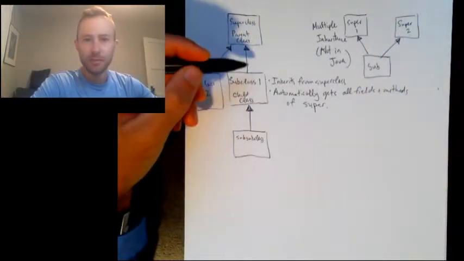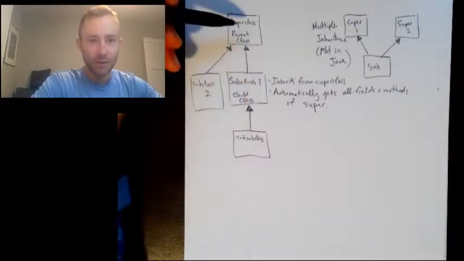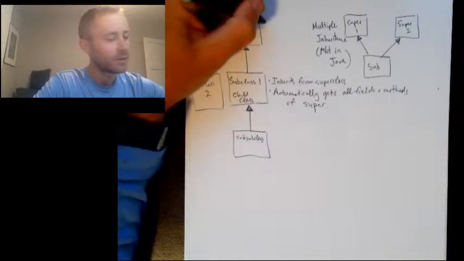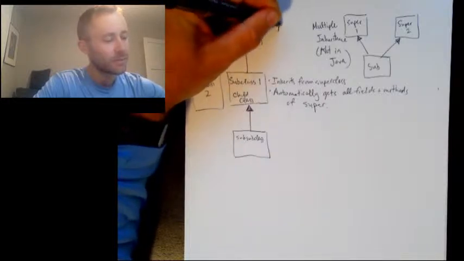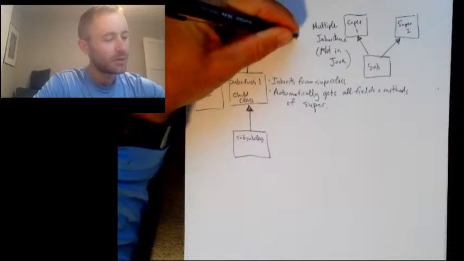If each class can only inherit from one class directly, the one directly above it, that's called single inheritance. And so that's what we have in Java.